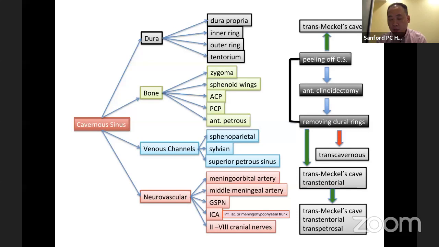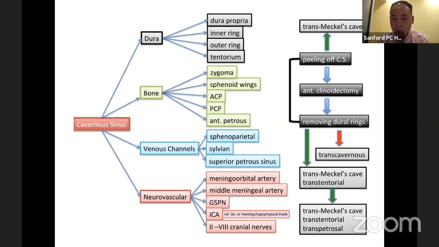You can do more, like the transcavernous approach. You can go deep within the cavernous sinus, or you can add more, like building blocks. You can do the petrosectomy, or you can divide the tentorium to widen the whole area surrounding the cavernous sinus.